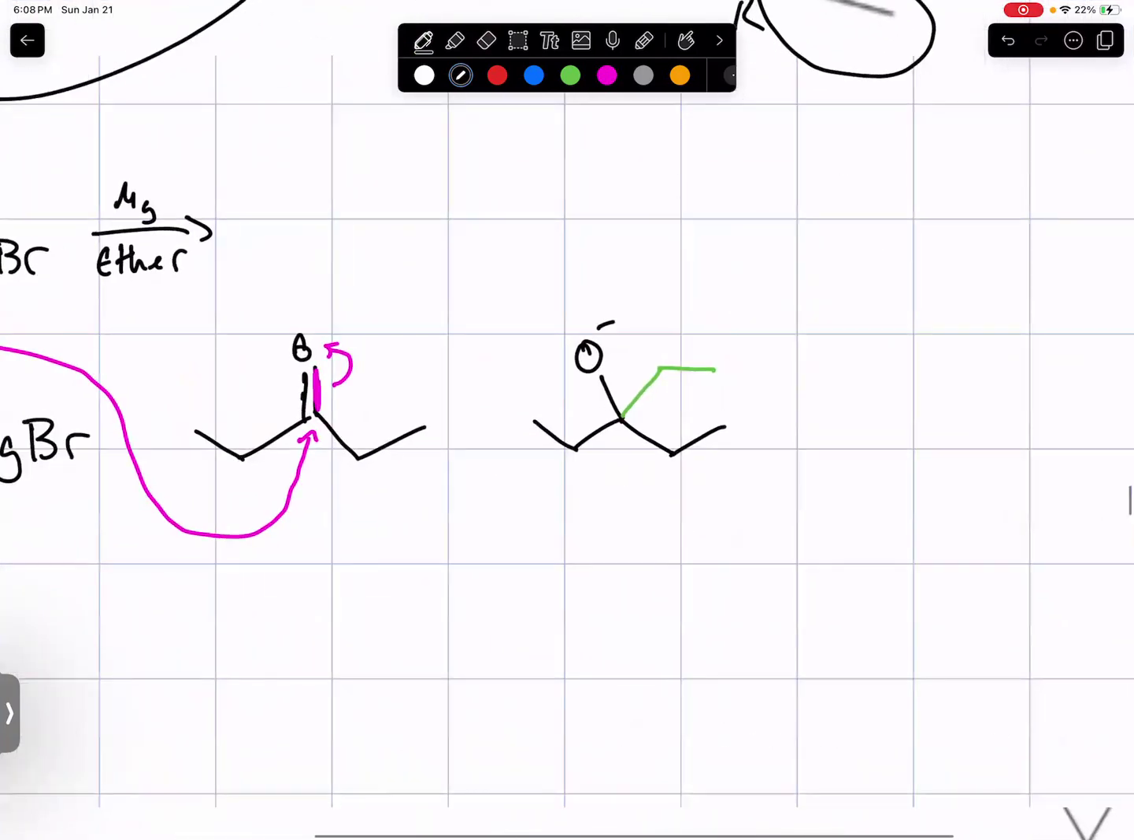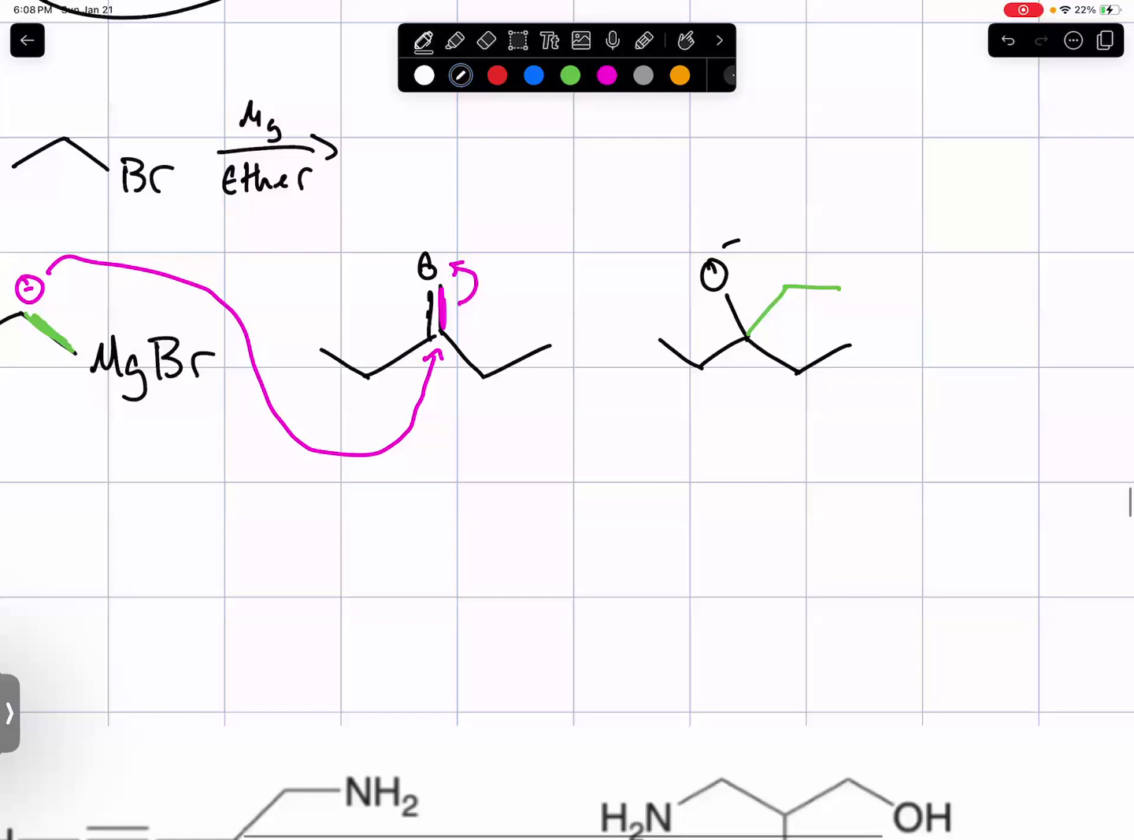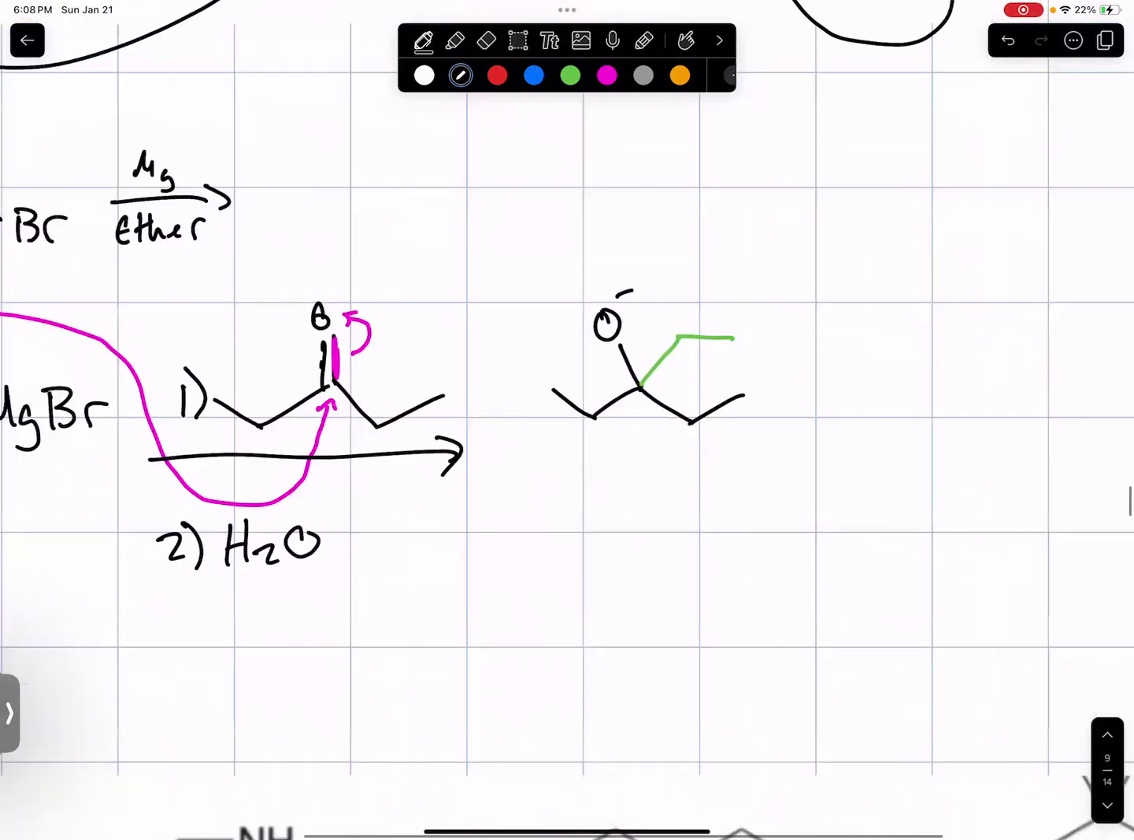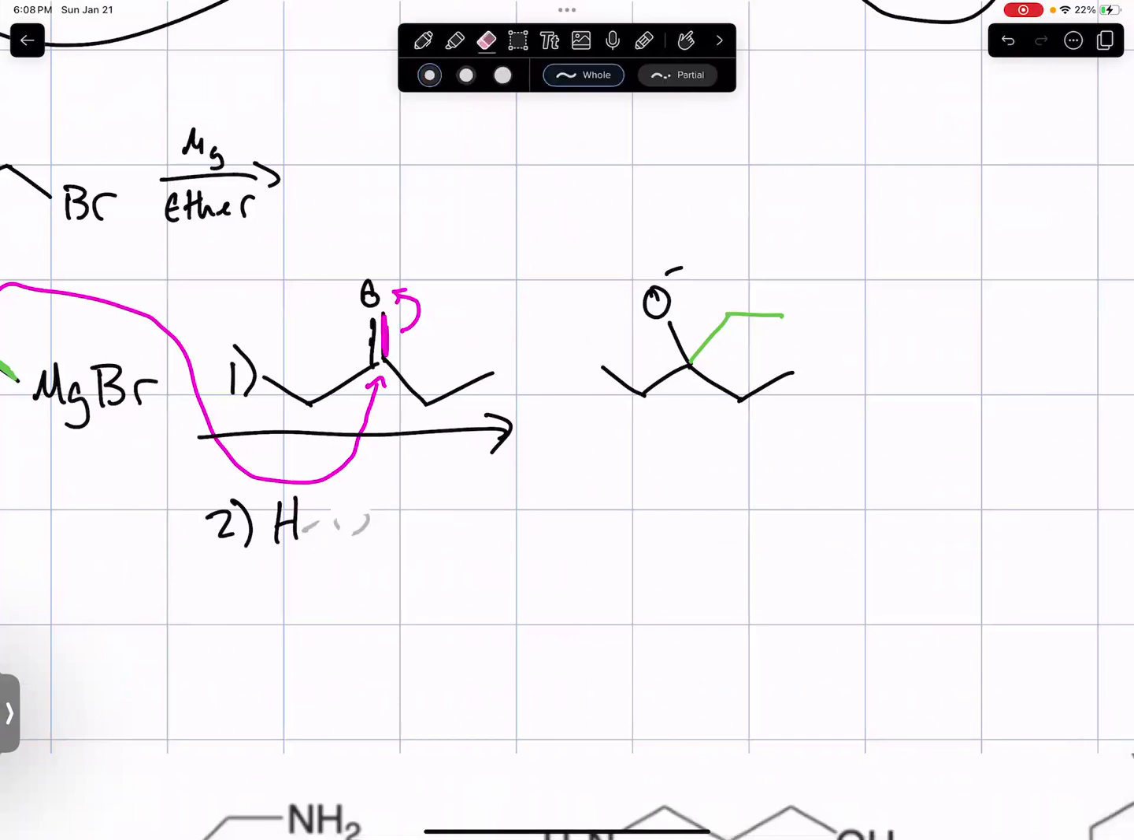All we need to do is follow it up with our second step, which was water. Remember when I drew this with water? That's why we need the second step. Water or hydronium. It could be either or. You can write hydronium or you can write water.